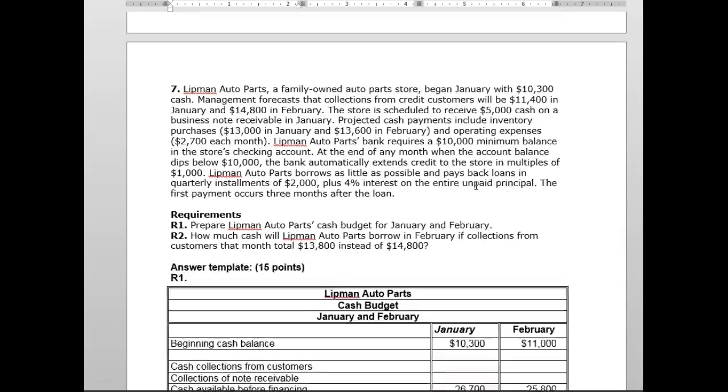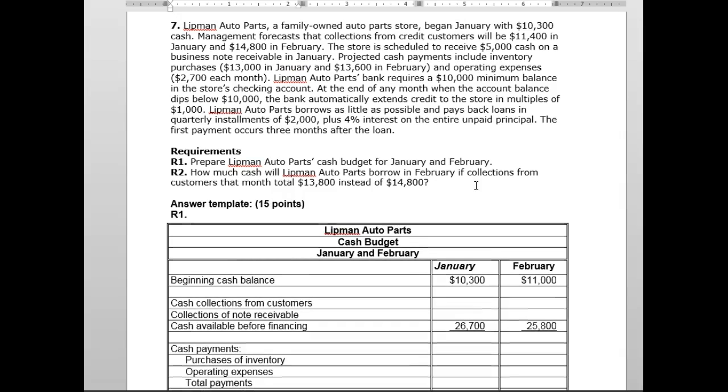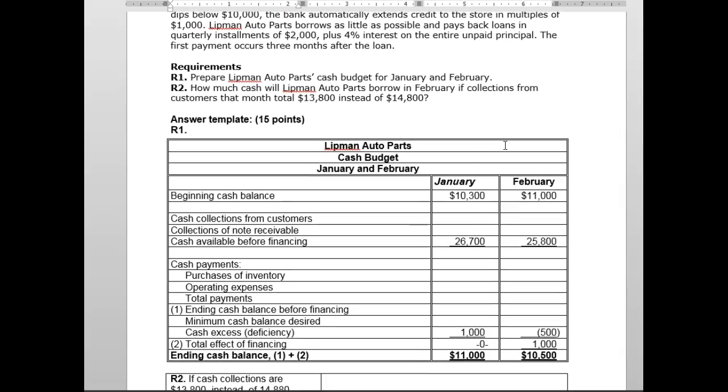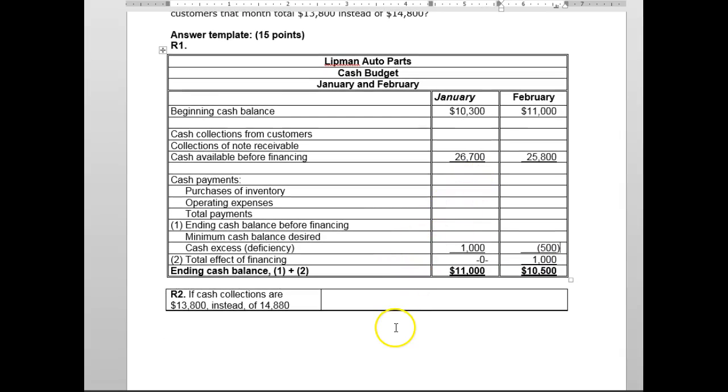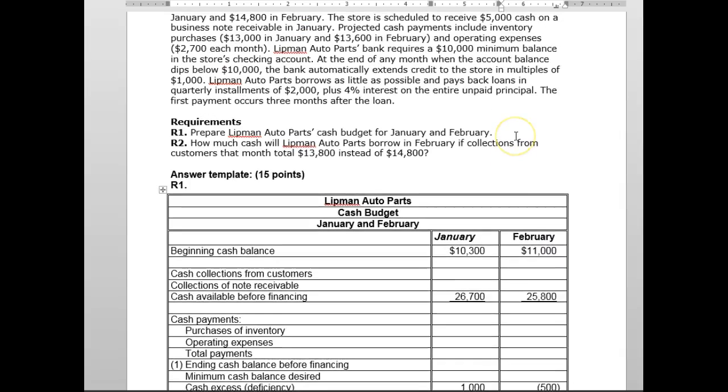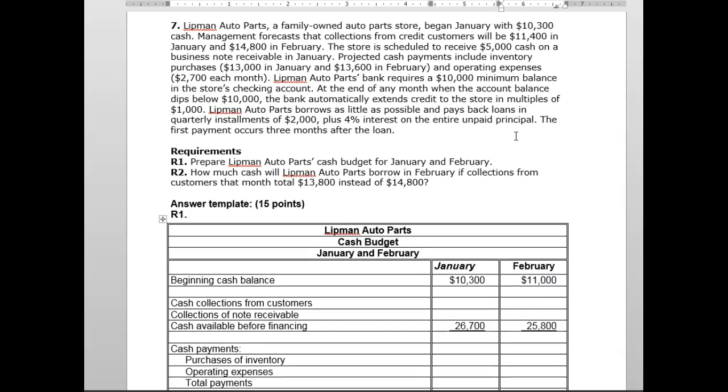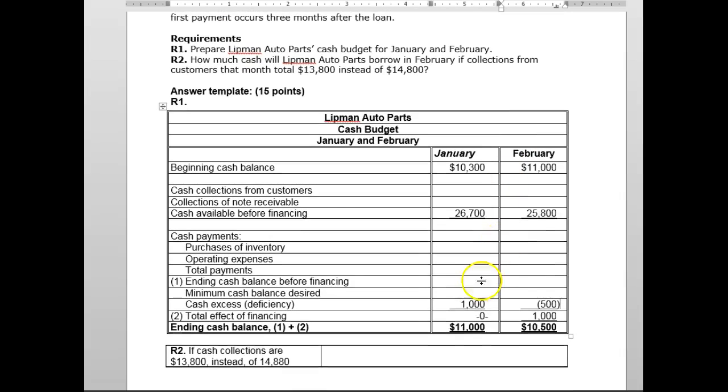Number 7 is, again, a very fun one, because you are using all these numbers. This total effect of financing, this is the amount you're going to borrow, okay, to bring everything up to where you want it to be. You have an excess here of 1,000. You have a deficit here of 500. So fill that out and bring those numbers down and read all of that. Again, email me with questions. We've given you some hints along the way.